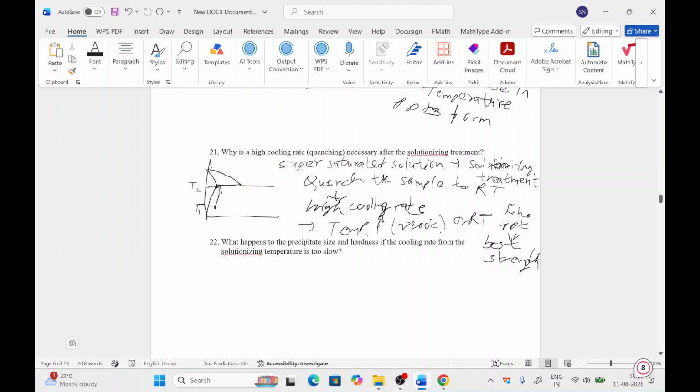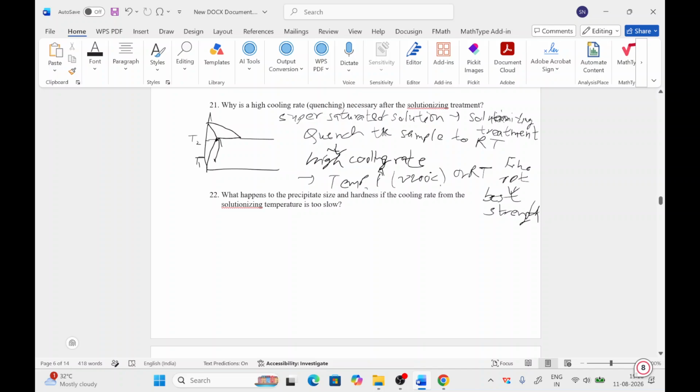The next question is, what happens to the precipitate size and hardness if the cooling rate from the solutionizing temperature is too slow? If the cooling rate is very slow, the precipitates form by heterogeneous nucleation on grain boundaries.